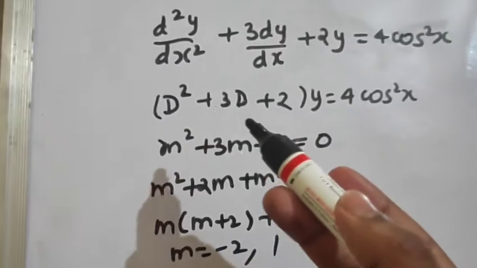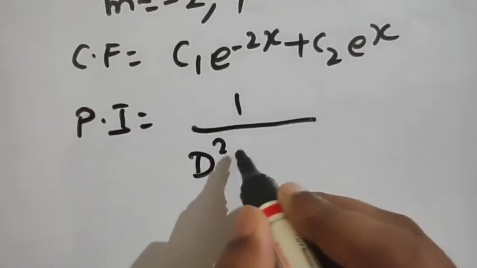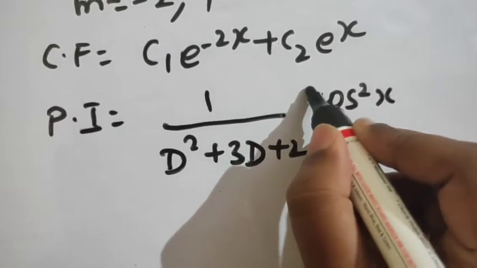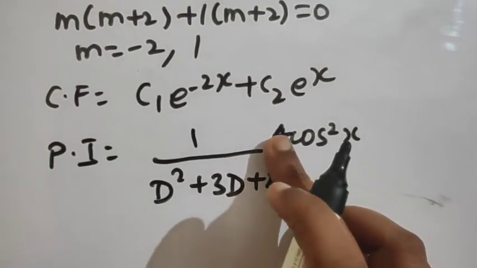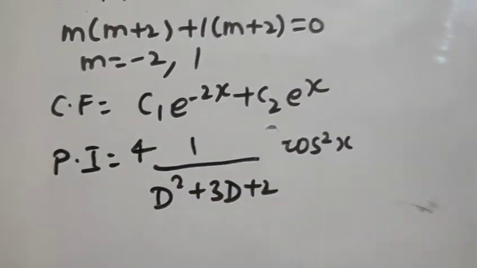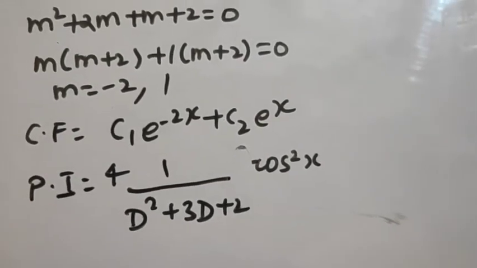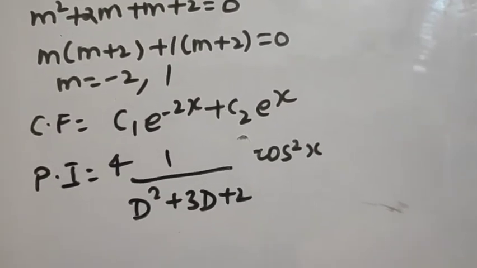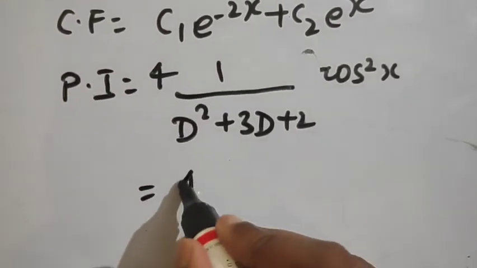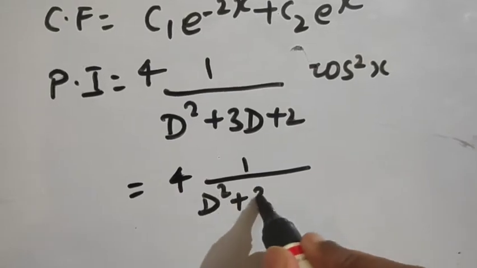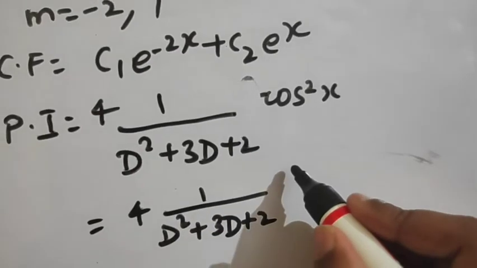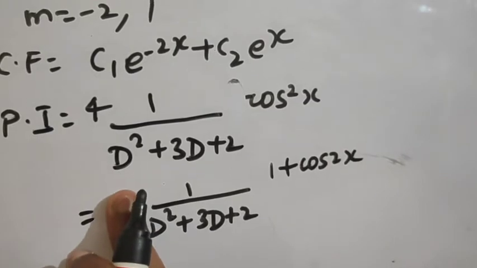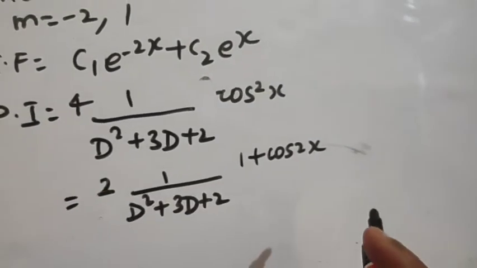So that will be 1 upon function of d, which is d square plus 3d plus 2, and here we'll have cos square x multiplied by 4. First of all, I take this 4 out because it's a constant. But I don't know the formula for cos square x. So I know that 1 plus cos 2x divided by 2 is giving me cos square x. So I can write this as 4 times 1 upon d square plus 3d plus 2, and in place of cos square x, I will write 1 plus cos 2x divided by 2. I can bring that out, and 4 by 2 is 2 only. Now I can separate.